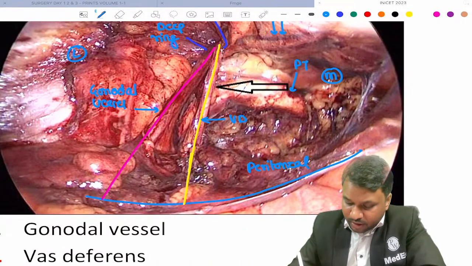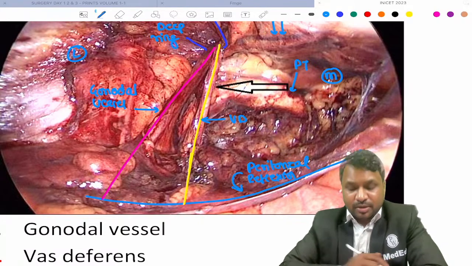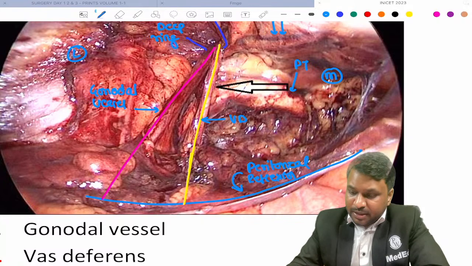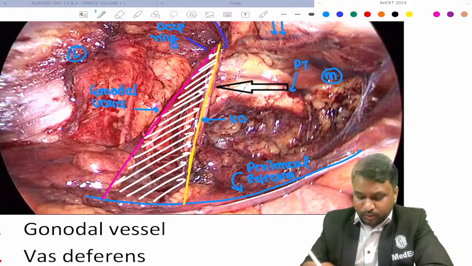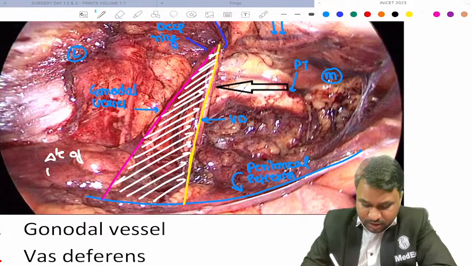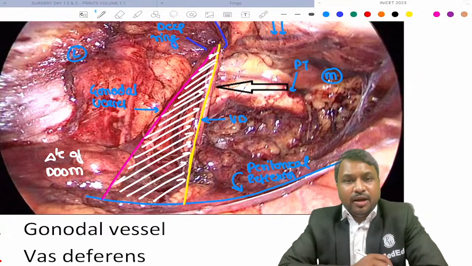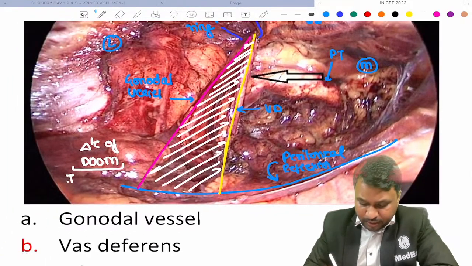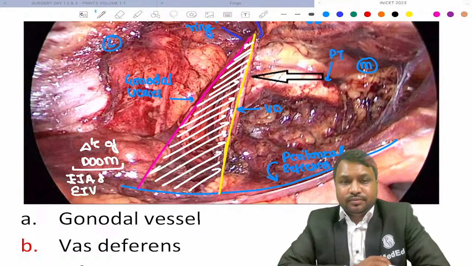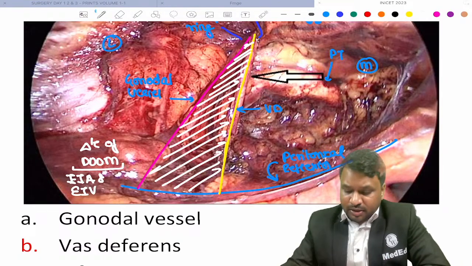This is the peritoneal reflection that is present here. And this triangle that is present right in the center, this triangle that you're seeing here, this is what we call the triangle of doom. The components of the triangle of doom are your external iliac artery and the external iliac vein. Okay. This is the triangle of doom.